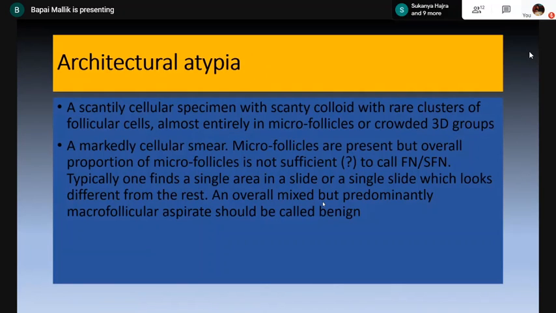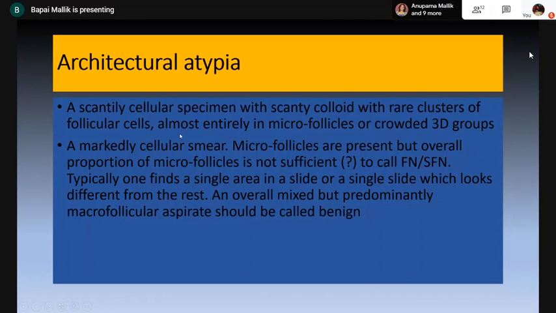Architectural atypia is something where you use it under the following circumstances. It is a scantily cellular specimen with scanty colloid. That is a very key fact: a scanty colloid with rare clusters of follicular cells, almost entirely in microfollicles or crowded 3D groups. So please, this is important, a scantily cellular specimen.